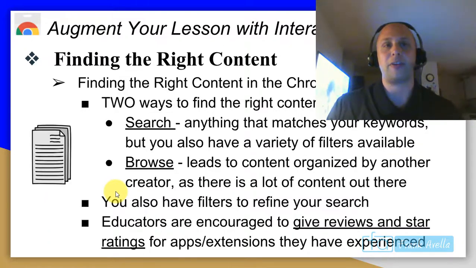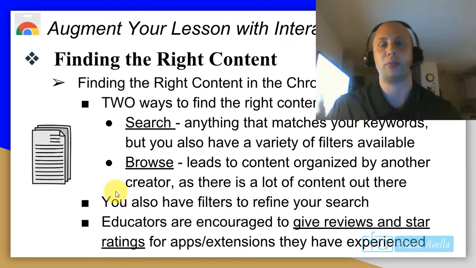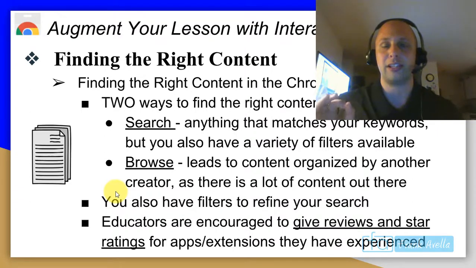So, finding the right content. There's two ways you can do it. Search, right? Anything that matches your keyword. You plug in some keywords and see what matches. Search is the first way. The second way is browse. So this leads to content organized by another creator, and there's a lot of content out there. I'm going to show you to search and browse very quickly. You also have filters to refine your search. That's very important, using the filters.